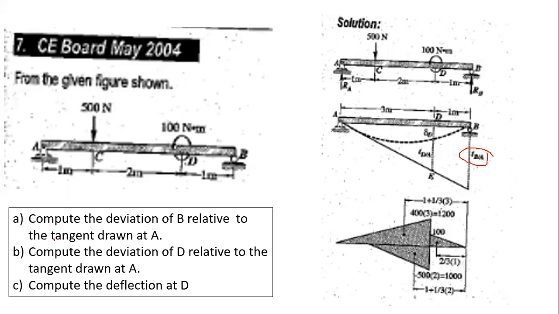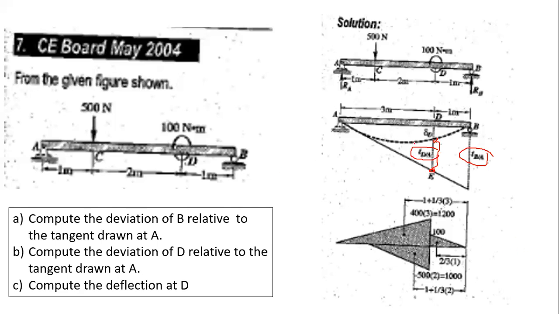The second question, compute the deviation at D. Asan naman yung D? Ito. So ang deviation, as I said earlier, is being measured from the elastic curve. Ito yung elastic curve going to the tangent line. So that's why ito yung deviation. The other one is to compute the deflection at D. This is just, I think this one is just similar to the problem, the first problem that we calculated.